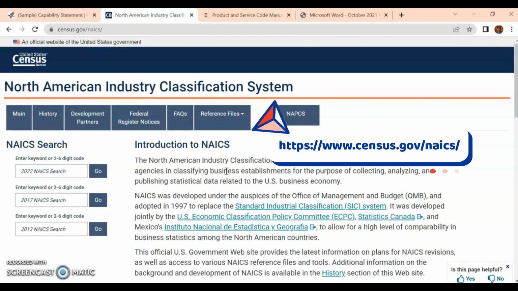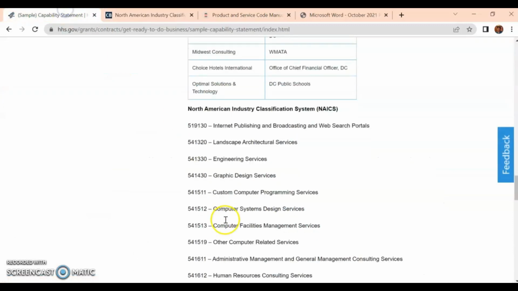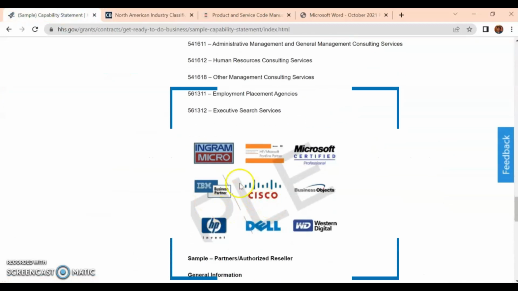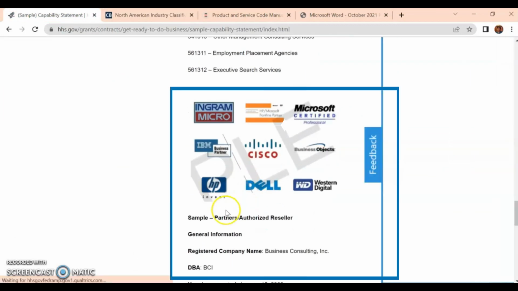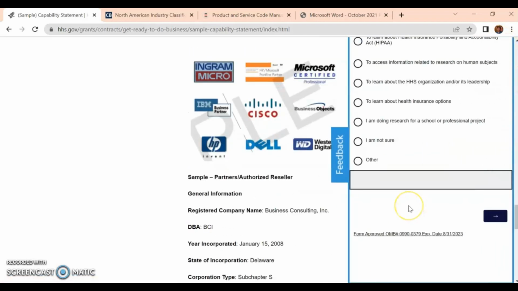It's an official website of the United States government where you can find out about those different codes and how to use them, and to really understand what all your NAICS codes are. But let's get back to this. And then these are partners. These are partnerships or other things that they've worked with.